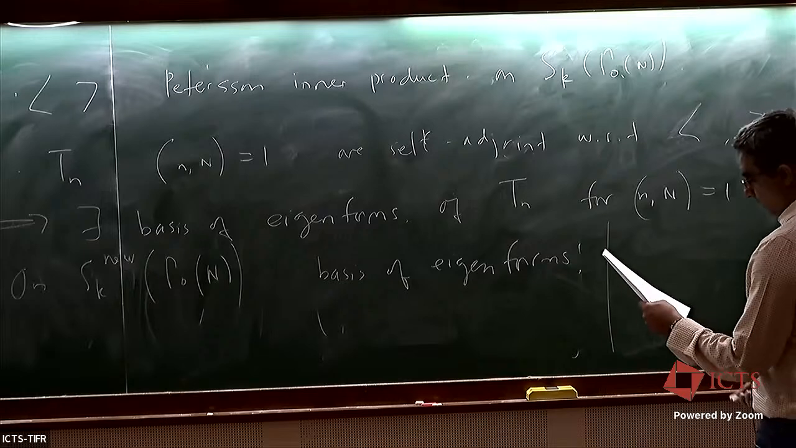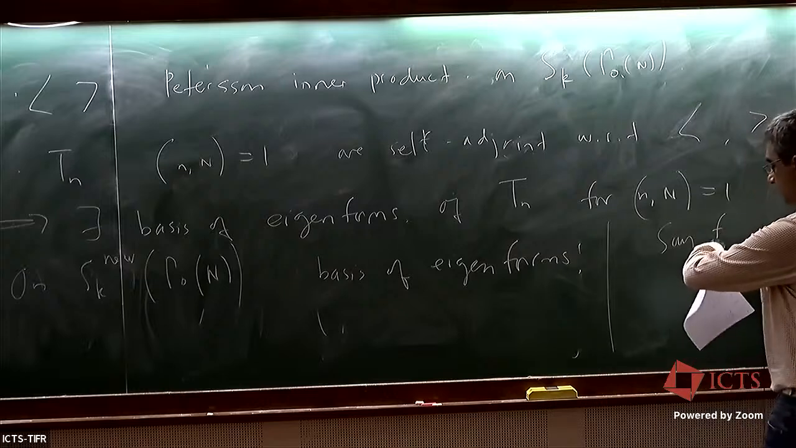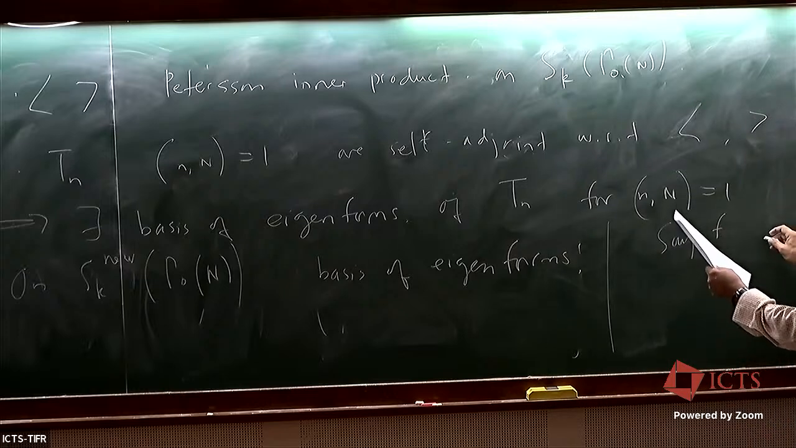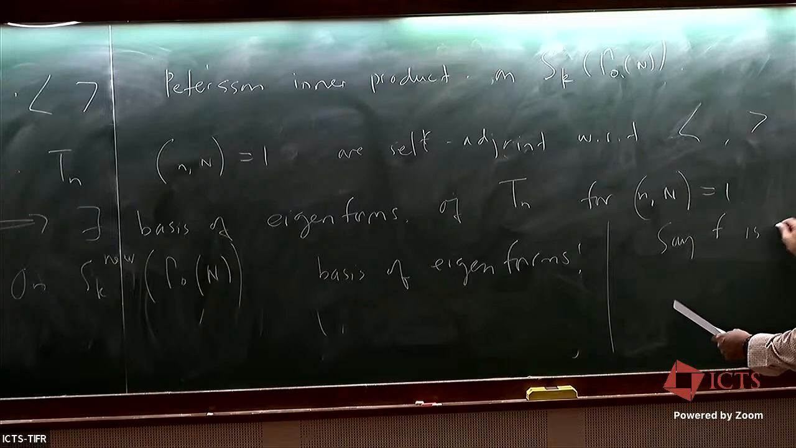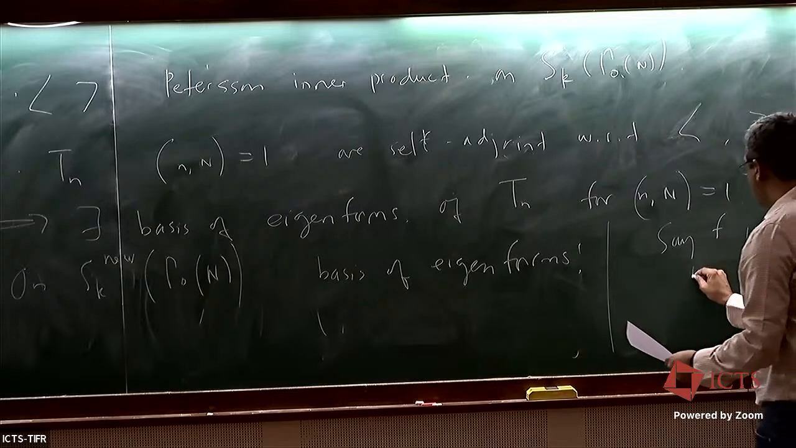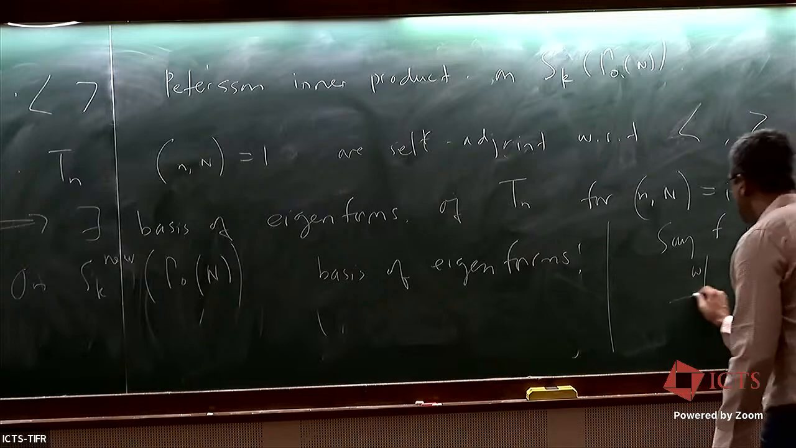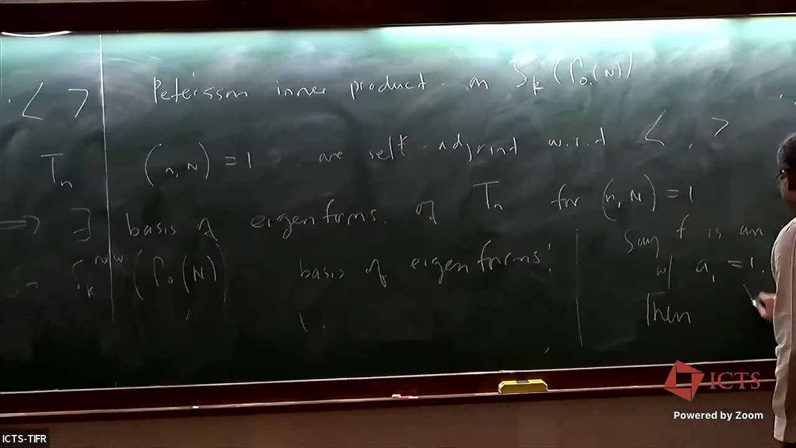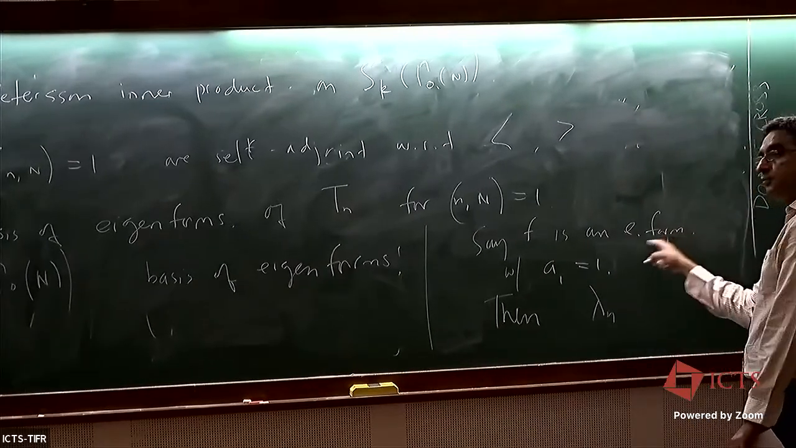So start with an eigenform. I wanted to really say something about integral structures. I'm trying to be complete in my course here, which is almost impossible. Let's try. So say f is an eigenform normalized with a1 equals 1. Then the eigenvalues, I'm not going to write all the notation. Let lambda n be the eigenvalue for the nth operator. This eigenform is now a common eigenform of all the Hecke operators.